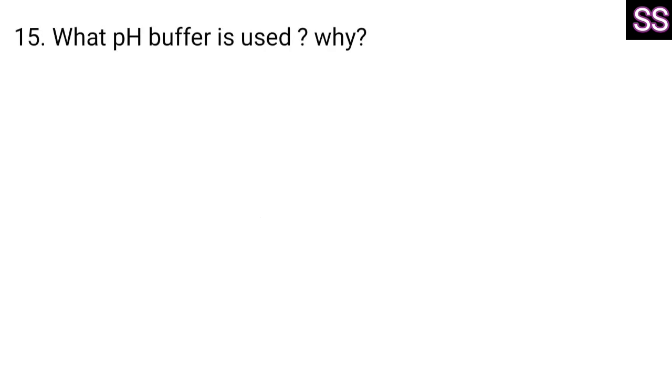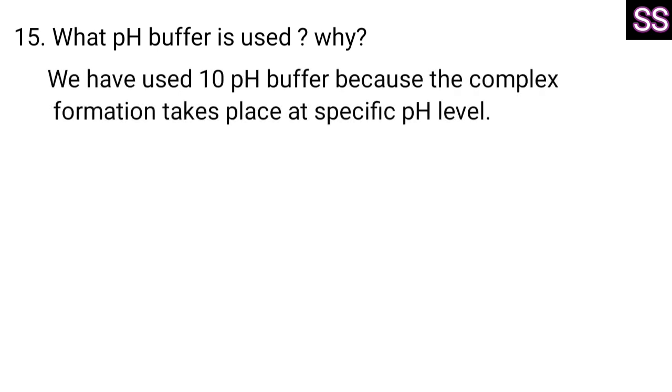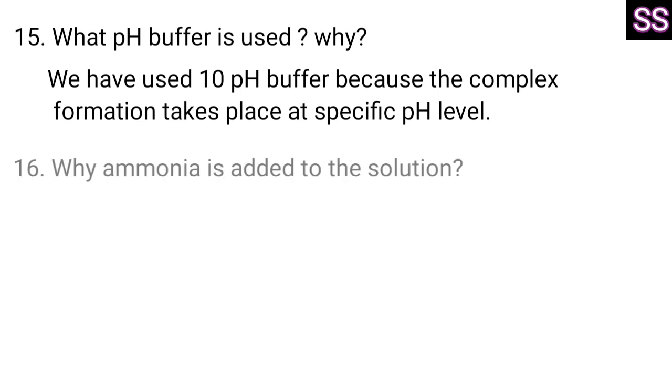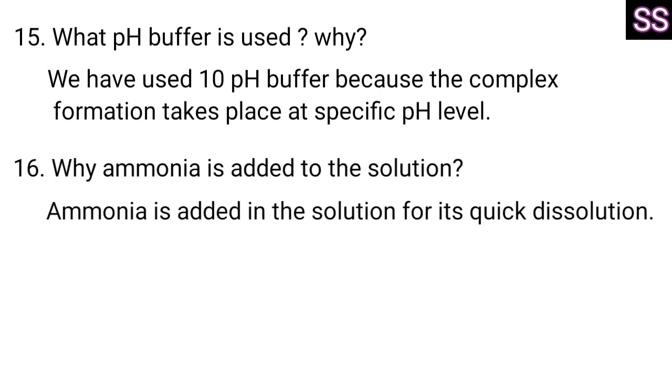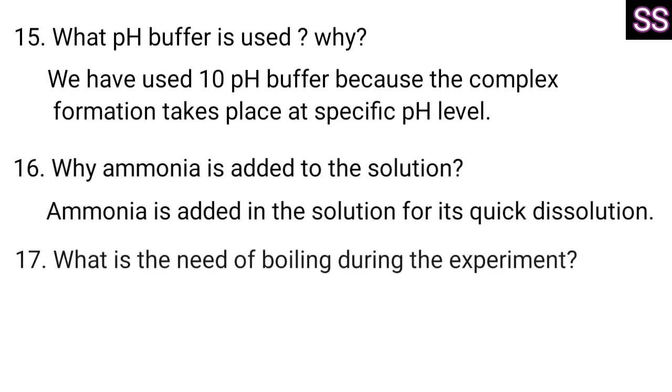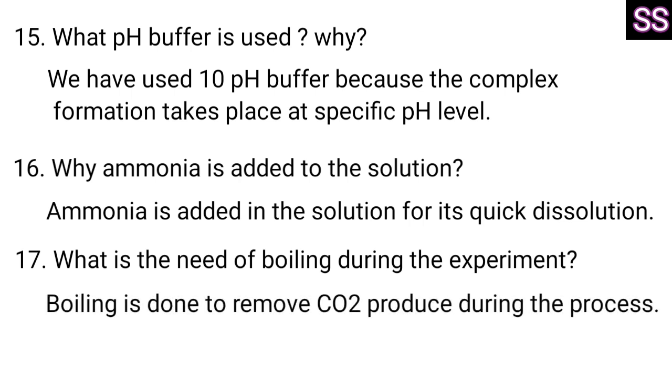What pH of buffer is used and why? We have used a pH 10 buffer, and this is because the complex formation takes place at a specific pH level. Why is ammonia added to the solution? Ammonia is added to the solution for its quick dissolution. What is the need of boiling during the experiment? Boiling is done to remove the carbon dioxide, which is produced during the process.